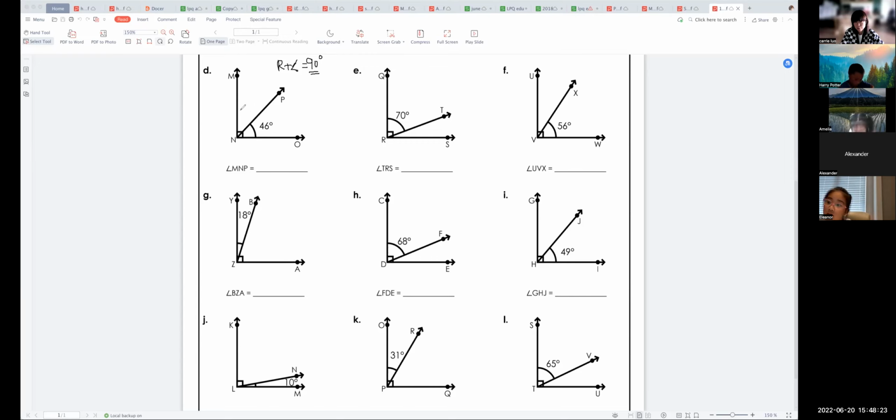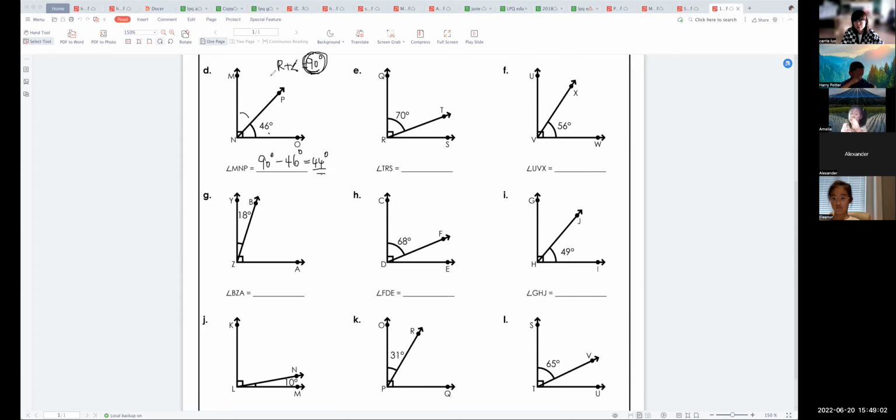If I want to calculate angle MNP, what is this? It is exactly 90 degrees minus 46 degrees equals 44 degrees. Understand? We call these two angles, because they're adjacent to each other and combine to form a right angle of 90, complementary. The complementary angle of 46 is 44, and the complementary angle of 44 is 46.